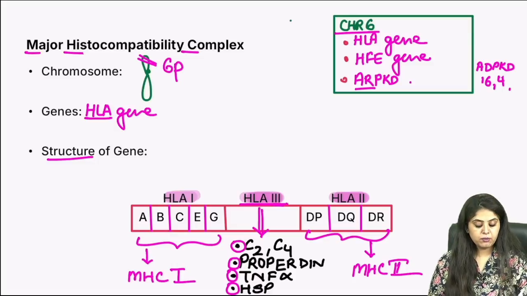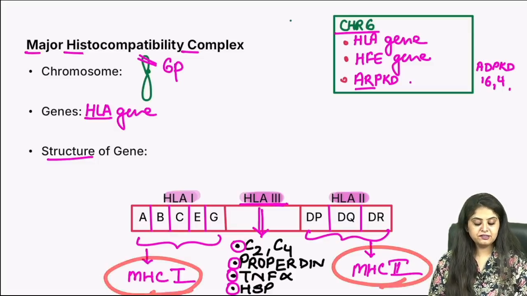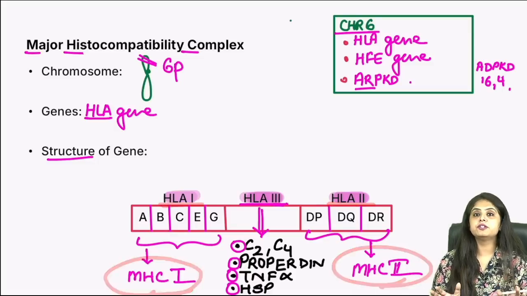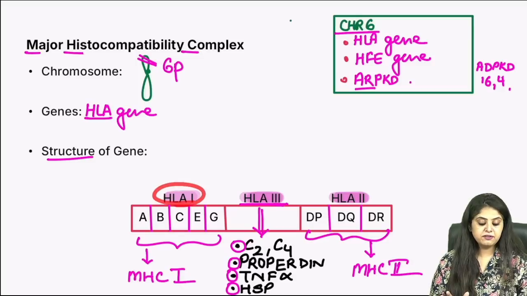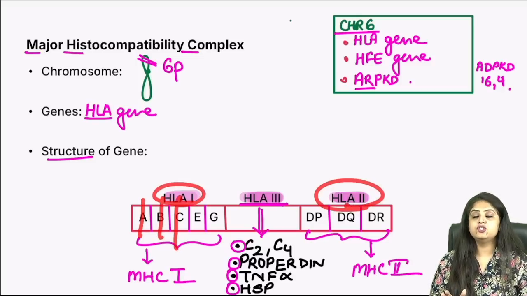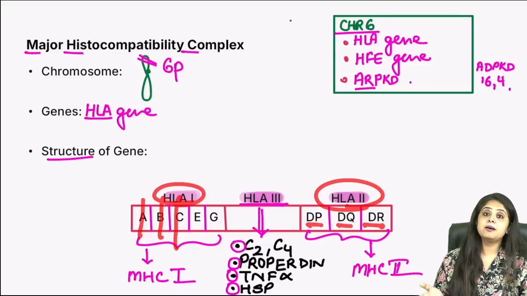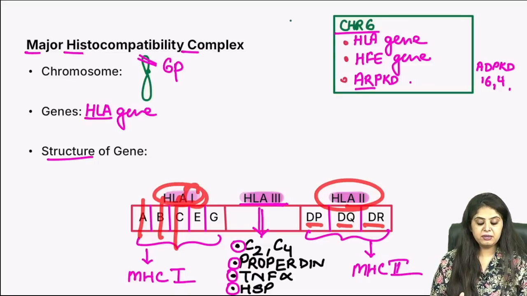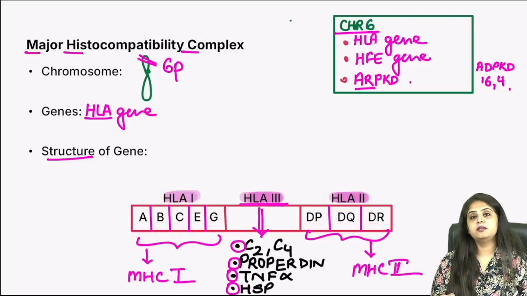Now before I talk about MHC1 and MHC2, I can see that HLA gene 1 and 2 further have some parts. HLA gene 1 has part A, B, C. Then we take a break, go to HLA gene 2 where the Ds are present, that is DP, DQ, DR, and then we come back to HLA gene 1 where the remaining alphabets beyond D are there like E and G. This is very, very important for you to know.